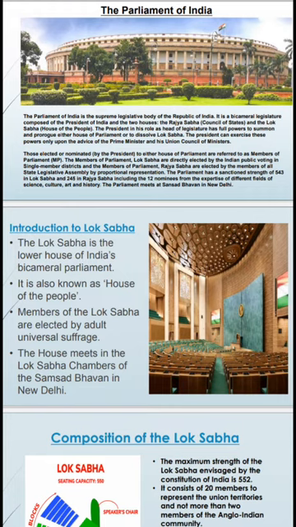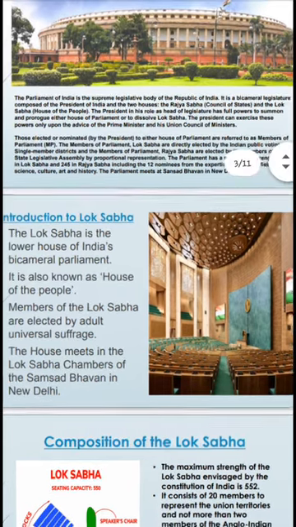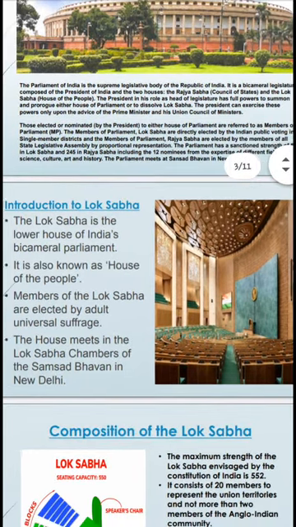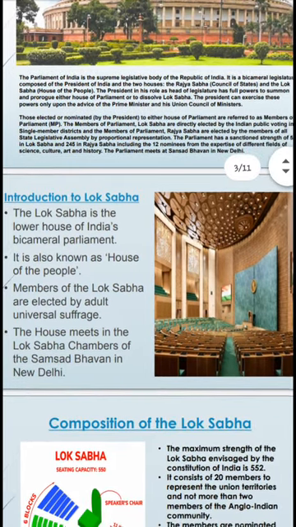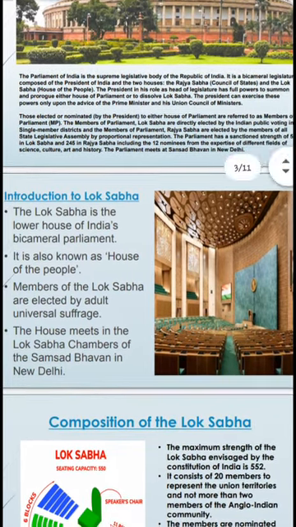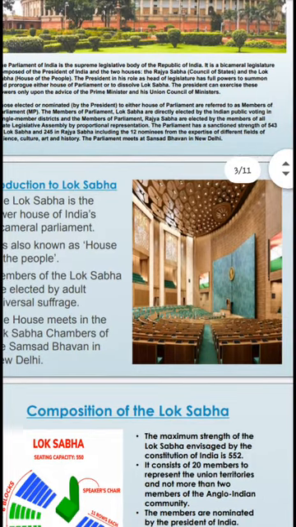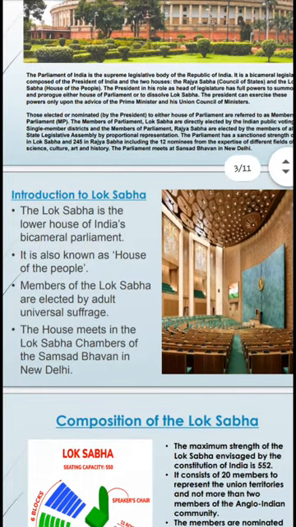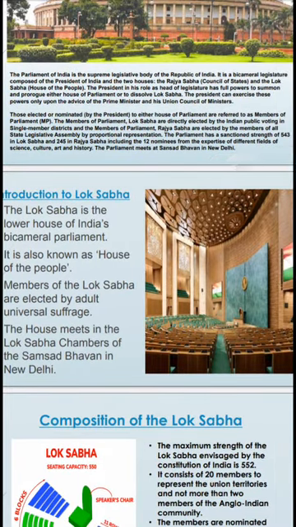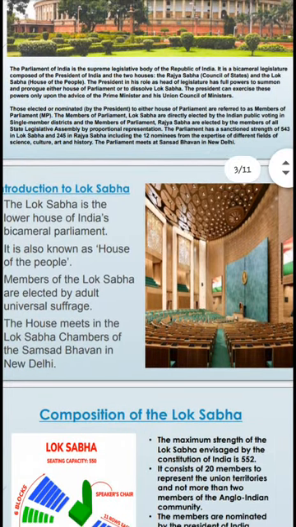If you have any problem in understanding this, you can send me a message by WhatsApp. I will really answer your questions. Those elected or nominated by the President to either House of Parliament are referred to as Members of Parliament. The Members of Parliament, Lok Sabha, are directly elected by the Indian public voting in single-member districts, and the Members of Parliament, Rajya Sabha, are elected by the members of all state legislative assemblies by proportional representation.